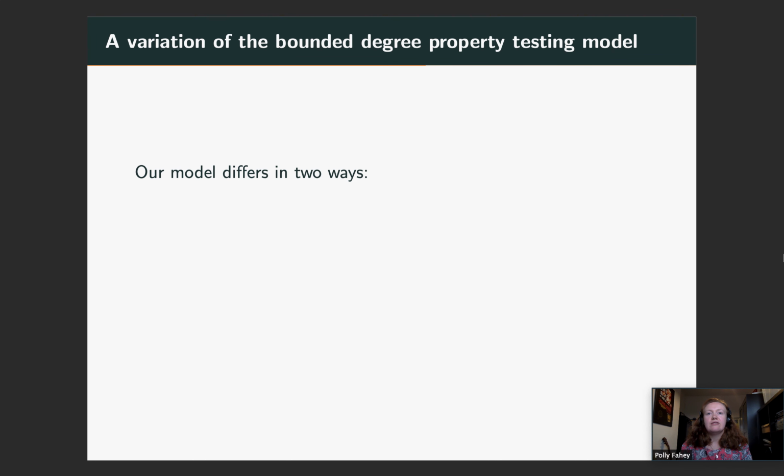Okay, so just before I introduce our model, let me just note that throughout this talk, I'll refer to the model I've just introduced as the classical model, and then the model I'm just about to introduce I will refer to as our model or the new model. Okay, so in our model, most of the definitions from the classical model do carry over, and our model differs in two ways from the classical one.